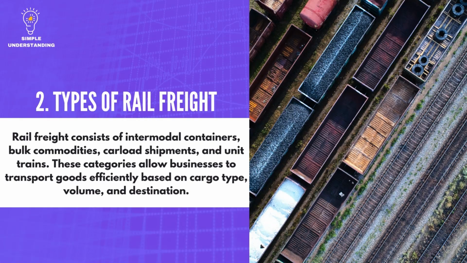2. Types of rail freight. Explanation: rail freight consists of intermodal containers, bulk commodities, carload shipments, and unit trains. These categories allow businesses to transport goods efficiently based on cargo type, volume, and destination.